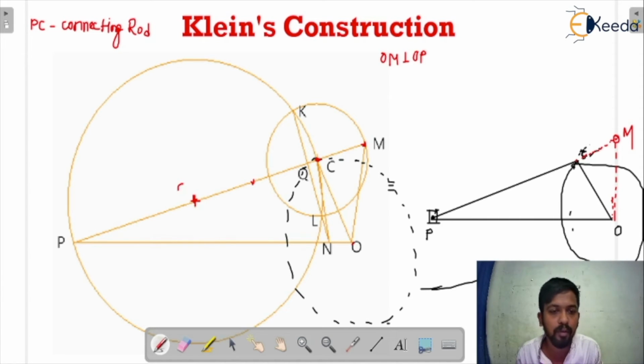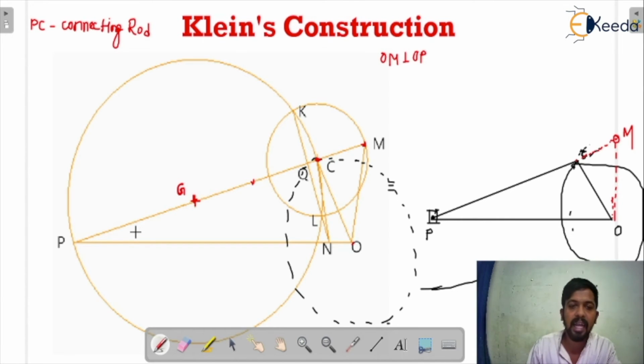If you can see here, I'm just naming it G. So by assuming center G is the midpoint of PC, okay, by assuming G as the center and GC as the radius, you have to draw a bigger circle. So this bigger circle will cut this smaller circle at two points.